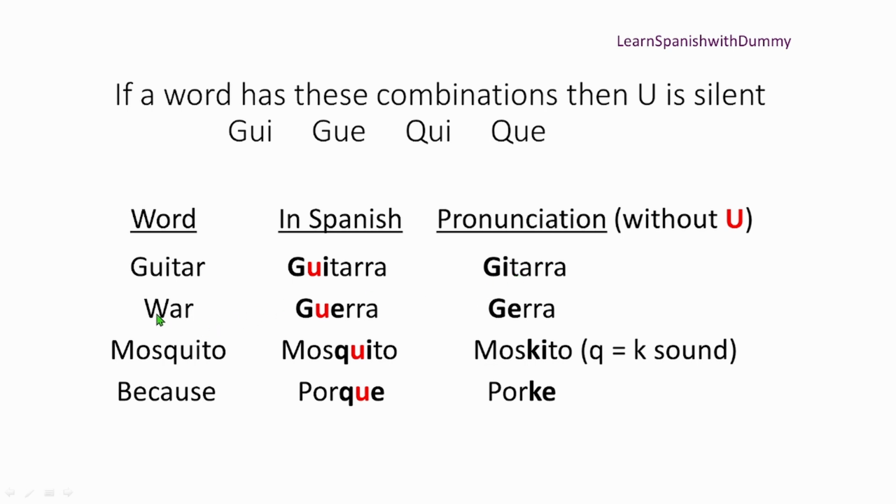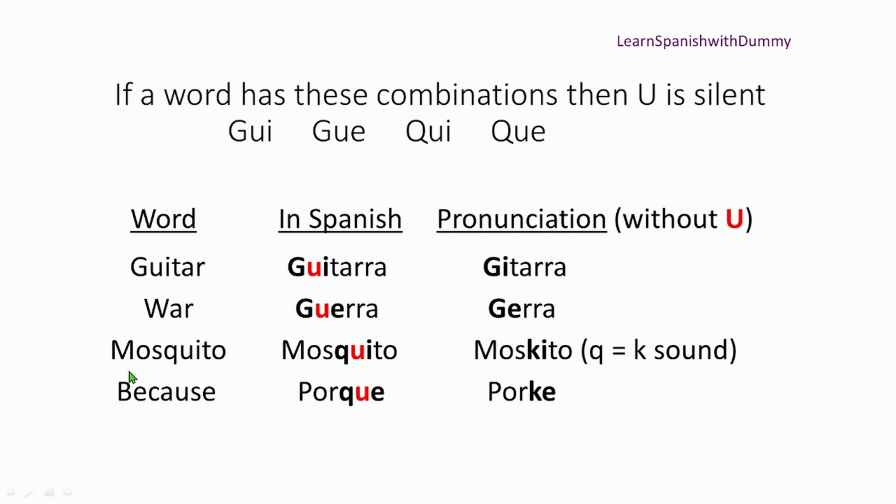We have another word, war. Who doesn't know war these days? So it's again GUERRA. You would say it gwerra, but no, it's gerra. U is silent. Again, the rule says GUE, the combination makes U silent, and we've got that.